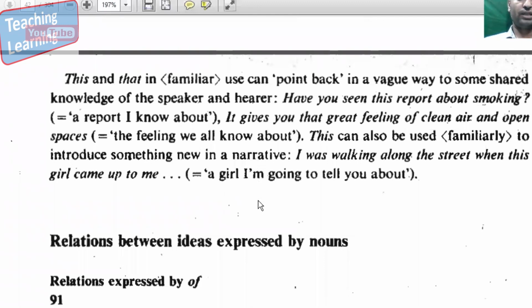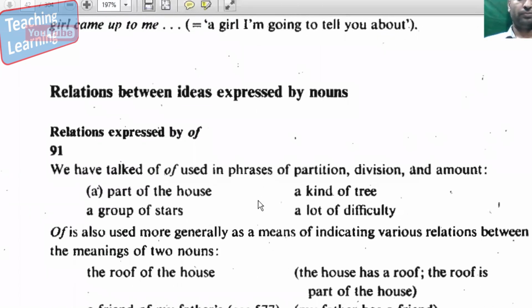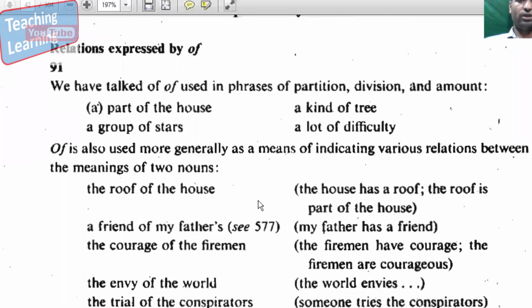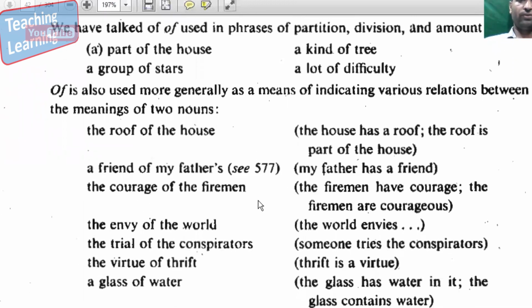Relations between ideas expressed by nouns. So this is important. We missed a little bit when I talked at that time. So let's see. We have talked of the use of phrases of partition, division, and amount. For example, part of the house, a kind of tree, a group of stars, a lot of difficulties. How do we use of? Of is also used more generally as a means of indicating various relations between the meanings of two nouns. The roof of the house, a friend of mine, my father, the courage of firemen.